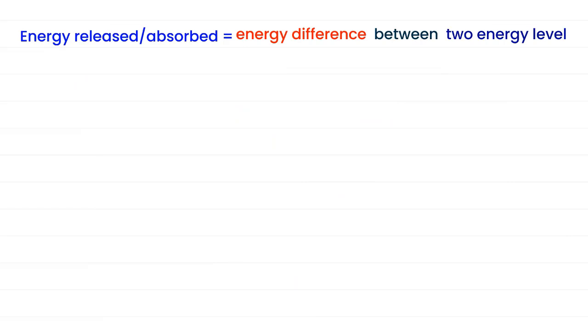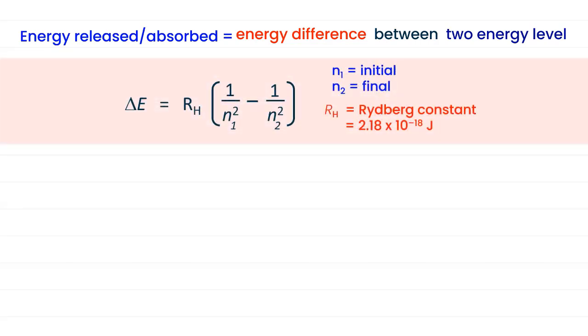When we say energy released or absorbed, it really has the same meaning as energy difference between energy levels. So we're going to use these equations derived from earlier. We have delta E equal to RH, so your RH is the Rydberg constant, and then 1 over n1 squared minus 1 over n2 squared, where n1 is the initial energy level and n2 is the final energy level. You really need to include this in your equations.